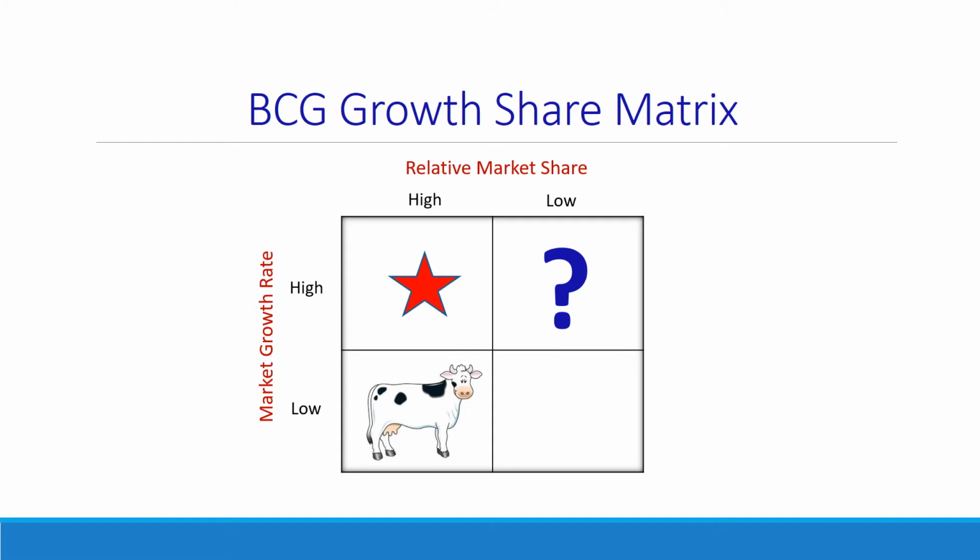Now coming to the next type of business, it is the dogs. The businesses with a low market share in a low growth market are called dogs. These businesses have a very low competitive position. The reason may be their high cost or low quality, or their marketing may not be effective. They have very low profit potential as the market also has low growth potential and their relative share in the market is also very low. So they are not at all attractive from the long term point of view.